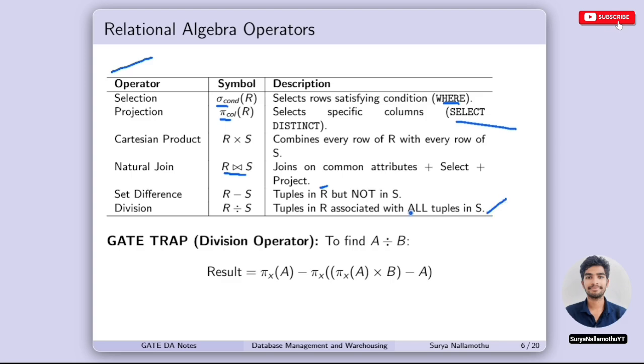It is very simple. The tuples in R are associated with all tuples in S. It is nothing but the relation between all tuples of R and S. That is the definition that we apply in this division form. In the GATE exam, a tricky question will be asked.